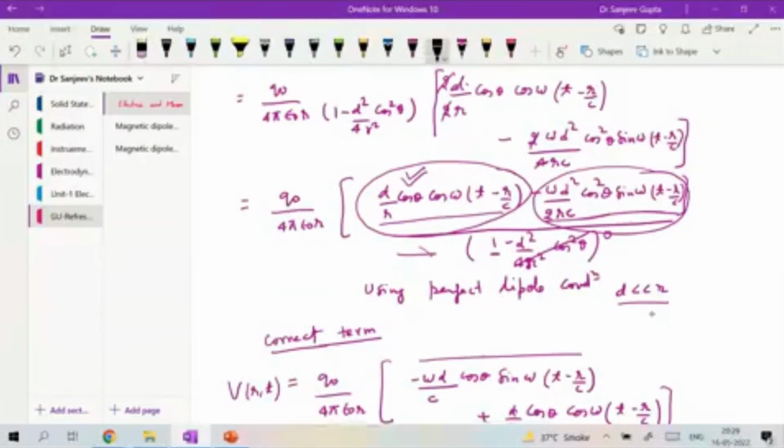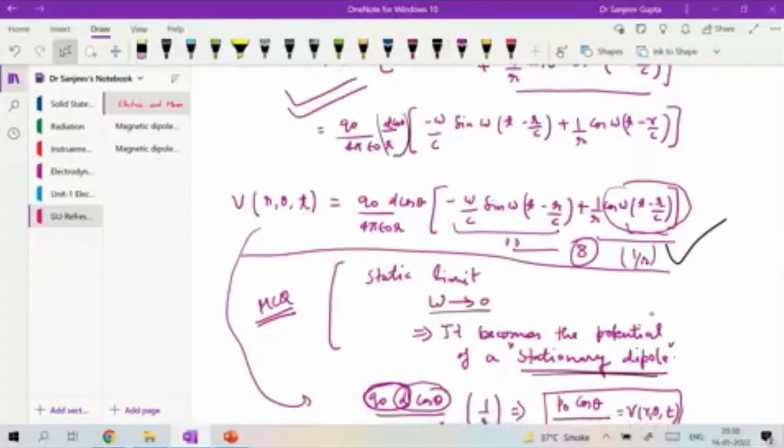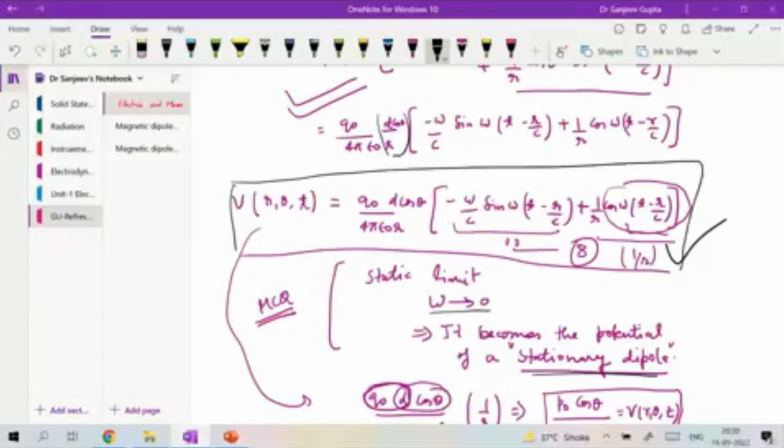Now I'm going to use the perfect dipole condition again. d should be very, very small as compared to r. Once I use this condition, I will have this expression where you can see that the d cos theta divided by r term is common. When I take the common terms out, I get minus omega by c sin omega t minus r by c plus 1 by r cos omega t minus r by c. So you can see that our expression has a 1 by r dependent kind of expression.